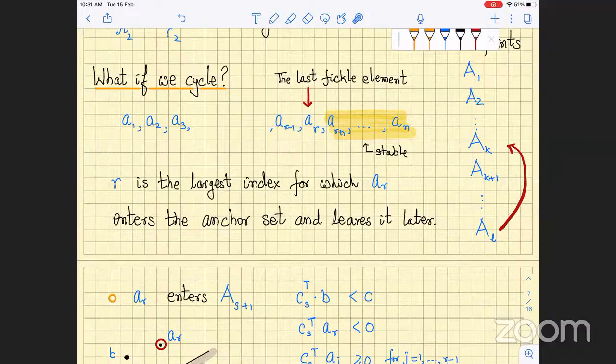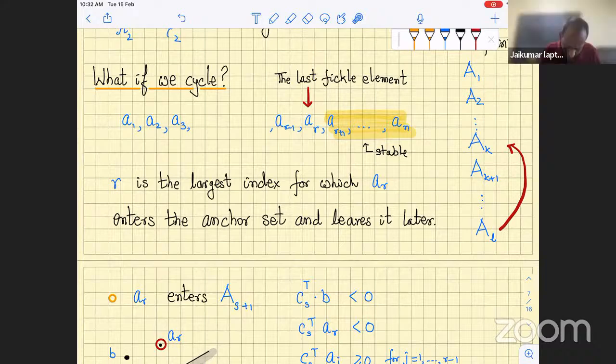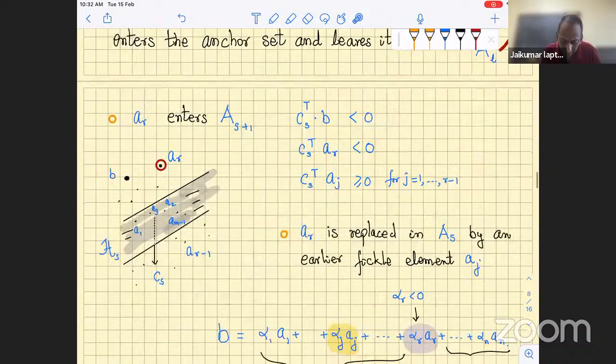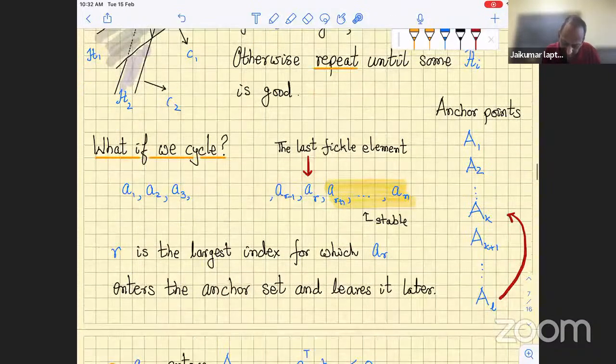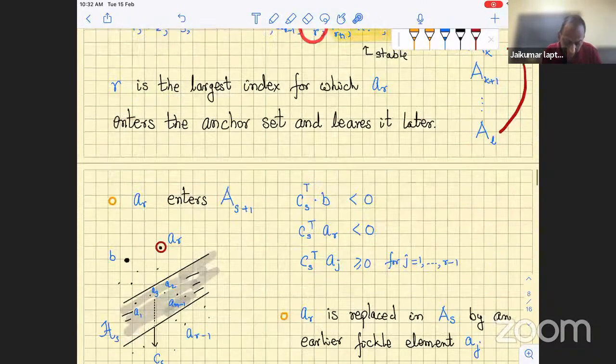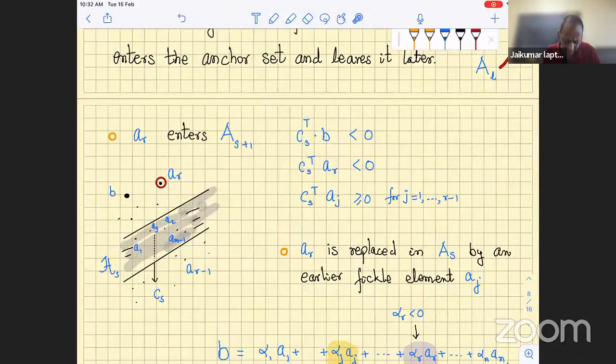Okay. So we are about to derive a contradiction from the fact that there is focus on this last fickle variable. Let us see. When this variable entered, why would it have entered? At some point, it entered the anchor set, A_{S+1}.